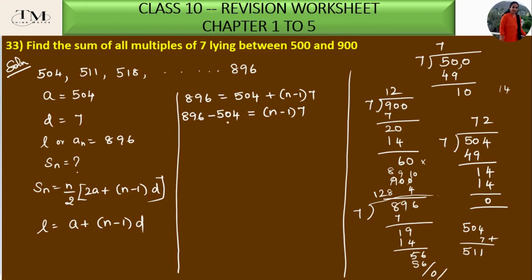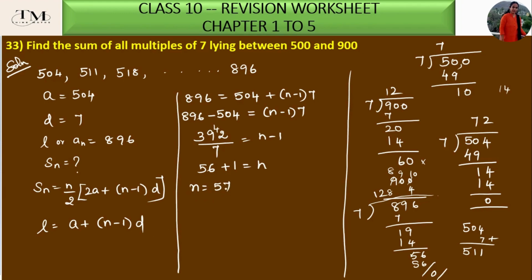If we subtract, 6 minus 4 is 2, 9 minus 0 is 9, 8 minus 5 is 3. 392. 7 is in product, so when we change the side, it will become division, which is equal to n minus 1. How many times is 7 in 39? 5 sevens are 35. Balance will be 4. 6 sevens are 42. So if we divide by 7, we will get 56. Here minus 1 is there. When we change the sign, it will become plus 1, which is equal to n. So n will be equal to 57.